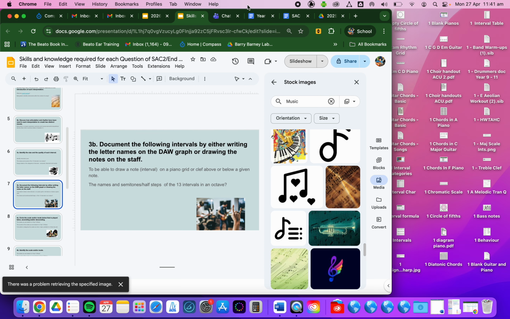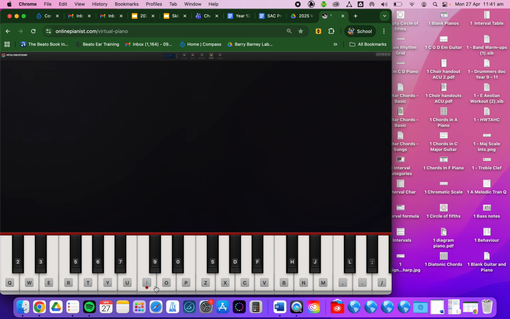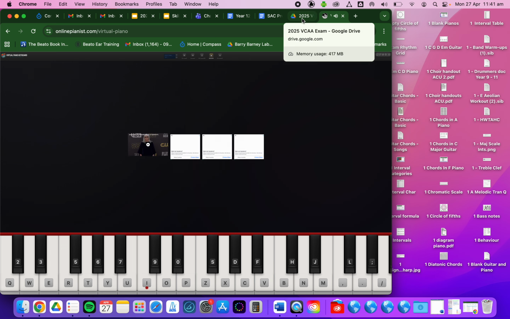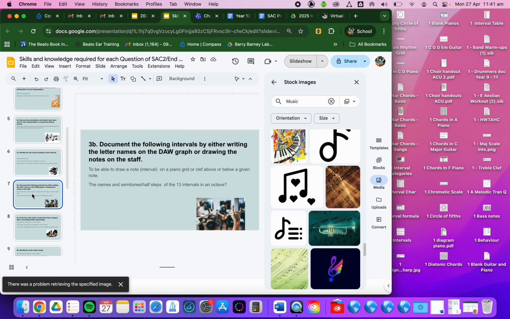Practice those intervals on the piano if you've got a piano. I think that would help as well. Or you could use online pianist. You could do it on here. You could practice your intervals just as well on there. Okay, so that must bring us to the next question.